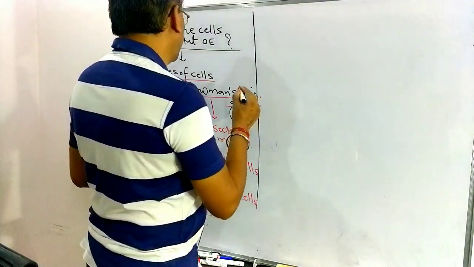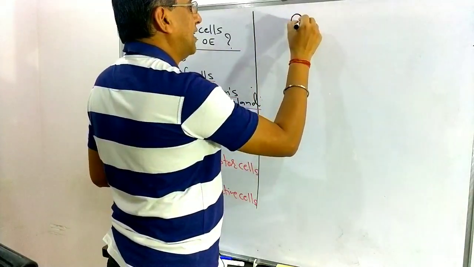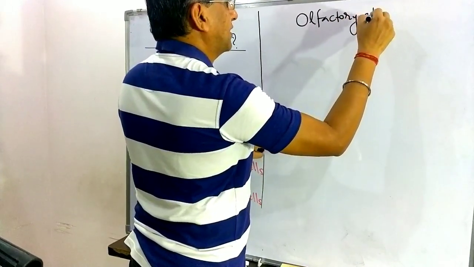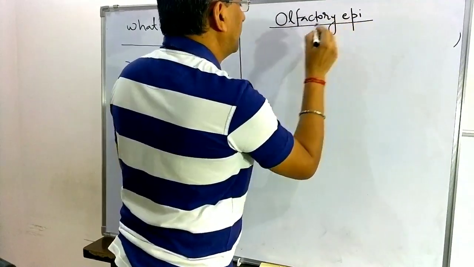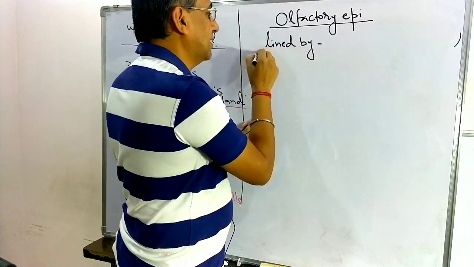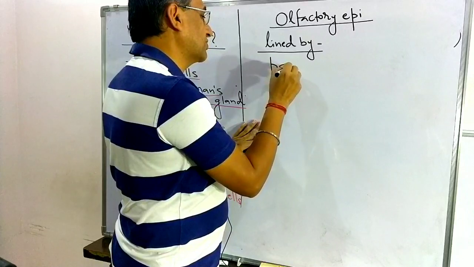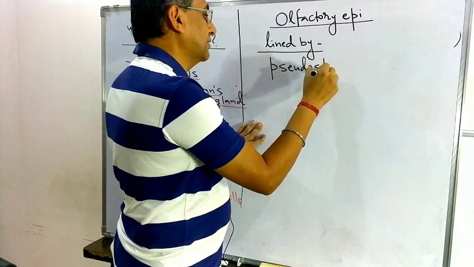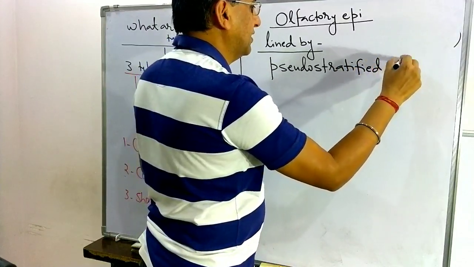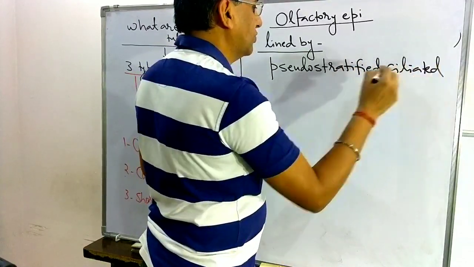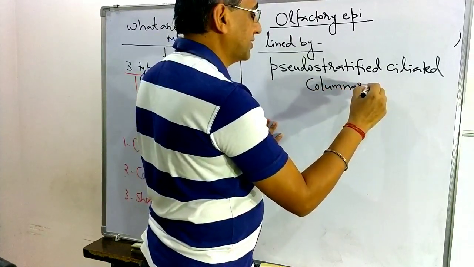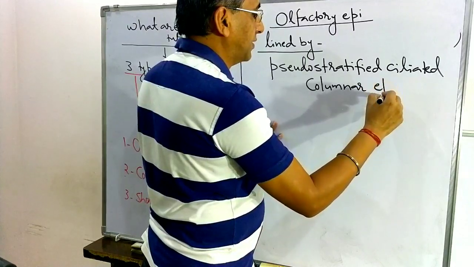And where are they present? They are present in the olfactory epithelium here. And this olfactory epithelium is lined by the pseudostratified ciliated columnar epithelium.